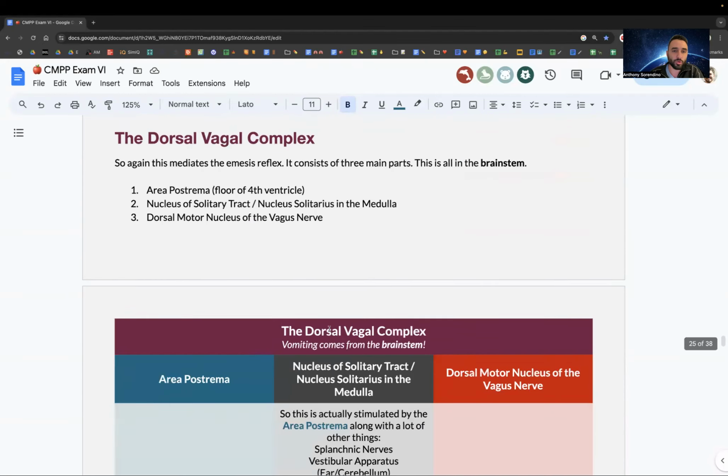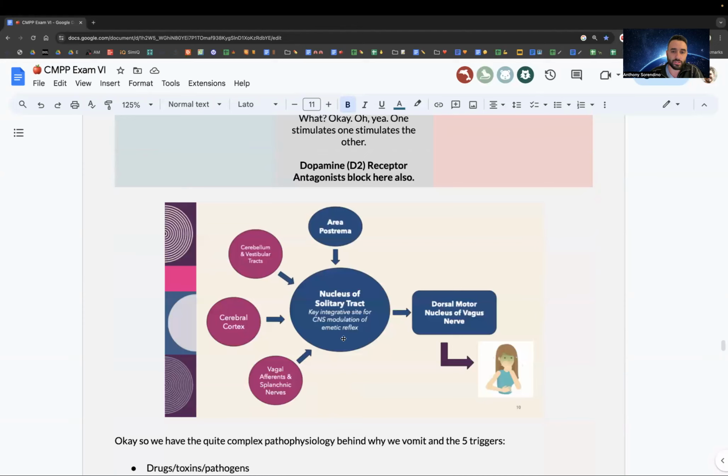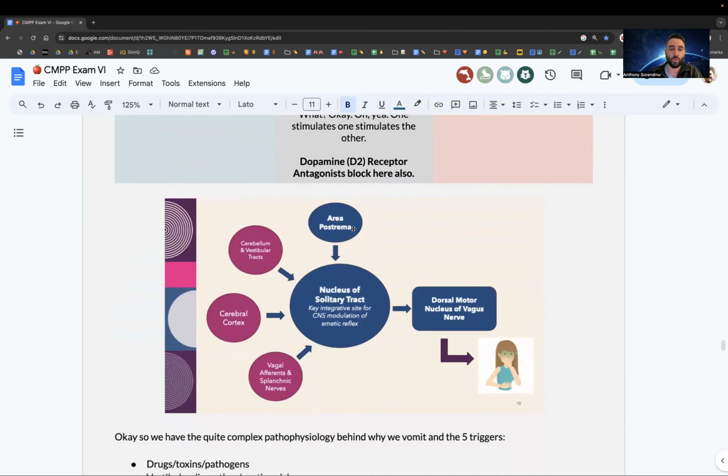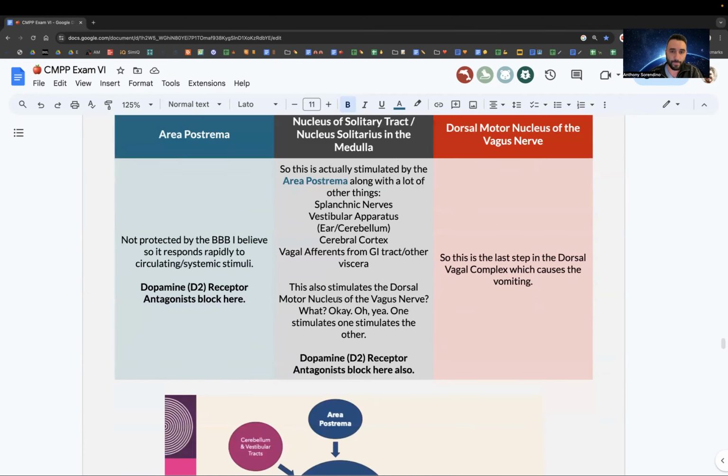All right, you have this dorsal vagal complex, which is kind of complex, but the important thing here is I think you need to know the area postrema is not protected by the blood-brain barrier, so it's going to respond rapidly to any systemic stimuli. The dopamine receptor antagonists, which we'll talk about soon, are going to act there. They're also going to act on the nucleus of the solitary tract, which is kind of like the head honcho of this whole thing.